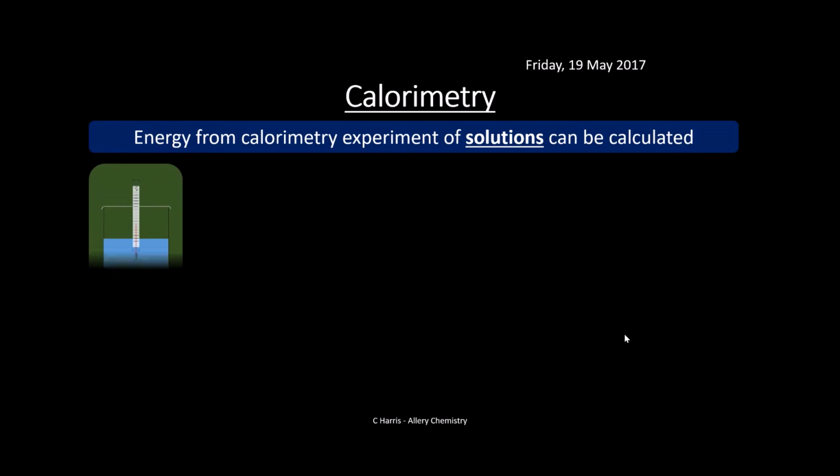Okay, let's have a look at another example of calorimetry. So the energy from calorimetry, like I say, can be measured from solutions as well. Like the previous example, where we looked at burning a fuel and heating up water, this one we're going to measure solutions. Now this one's a slightly different setup.